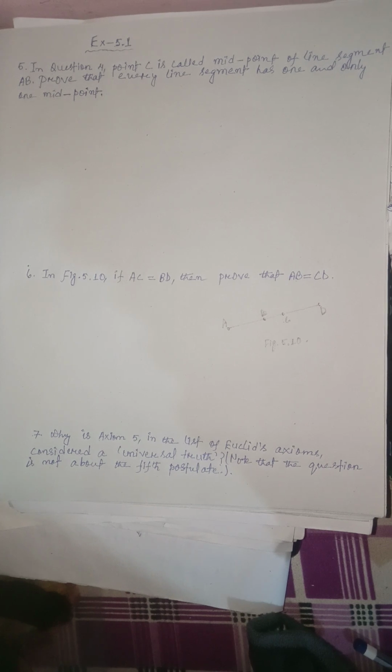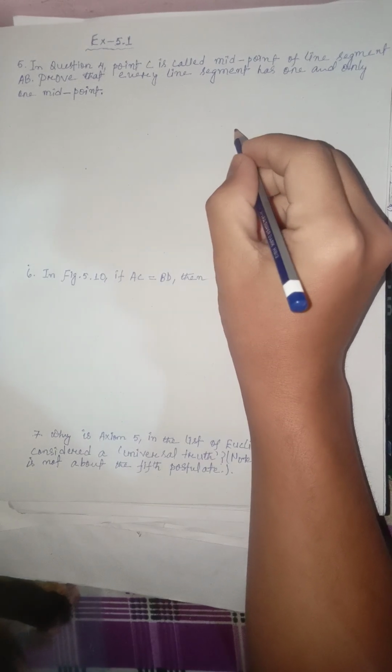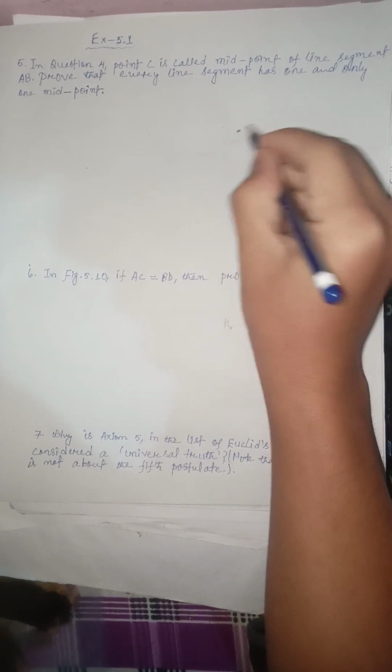Alright? Now let us start with the first question for today, which is question number 5. In question number 5 we have, if point C is called midpoint of line segment AB, means there is a line segment and C is in between them. Now let me draw it so that each and every one of us will be clear about this.